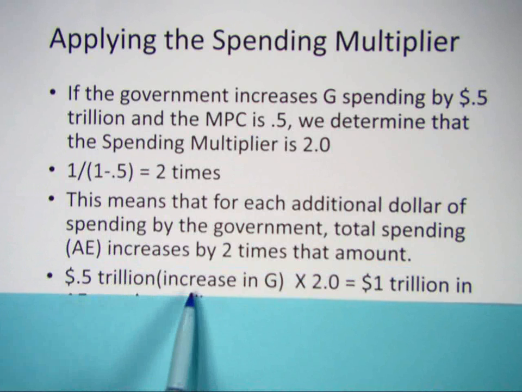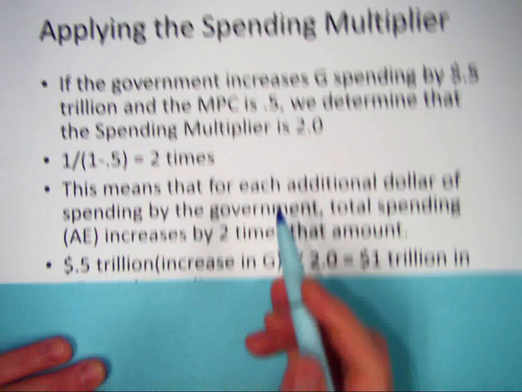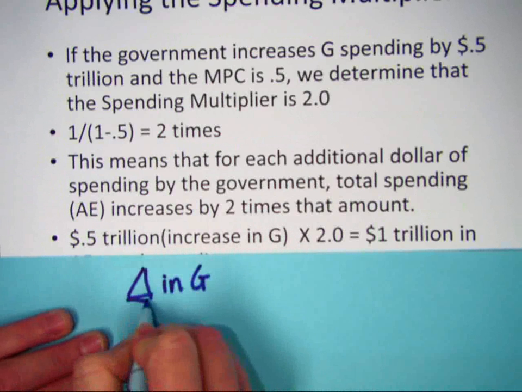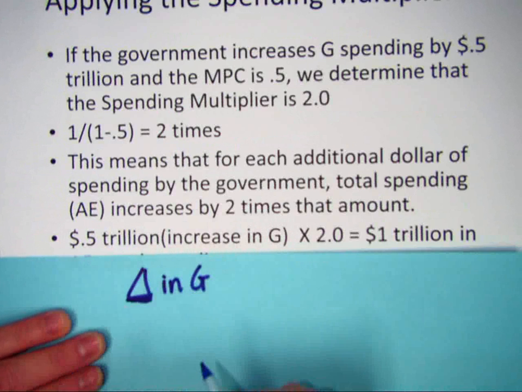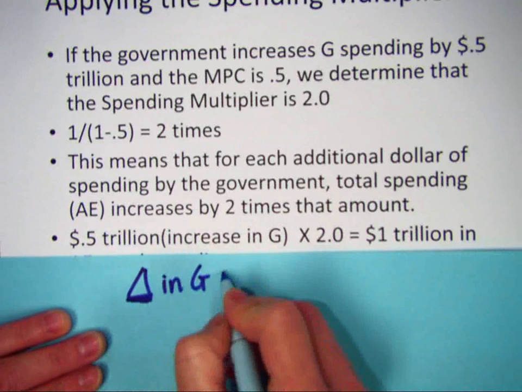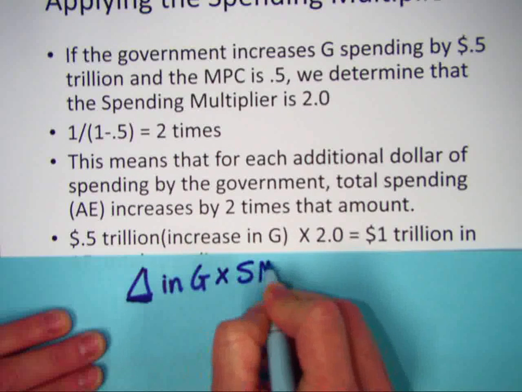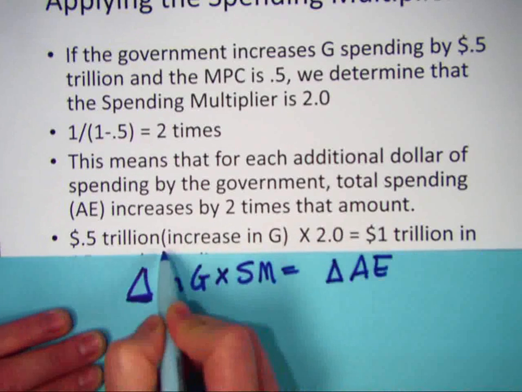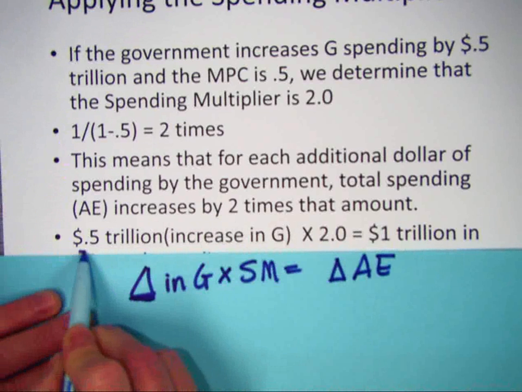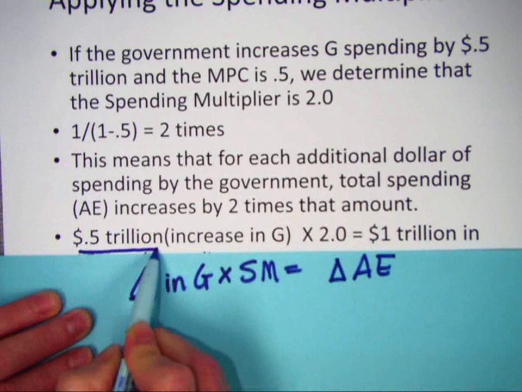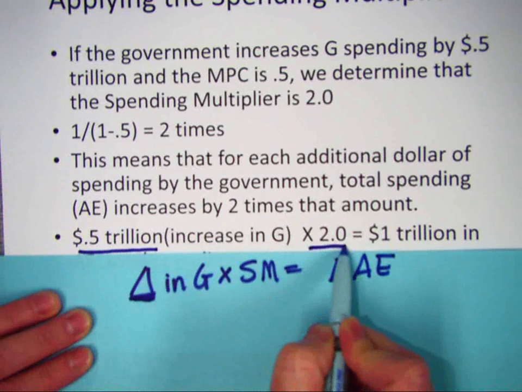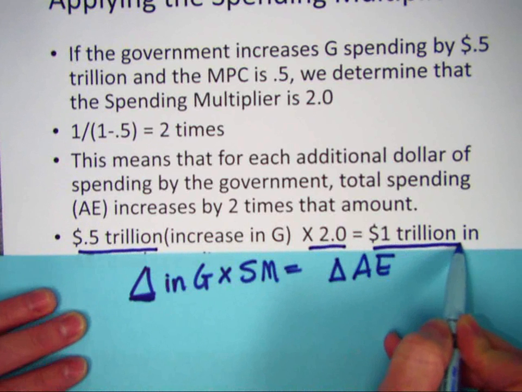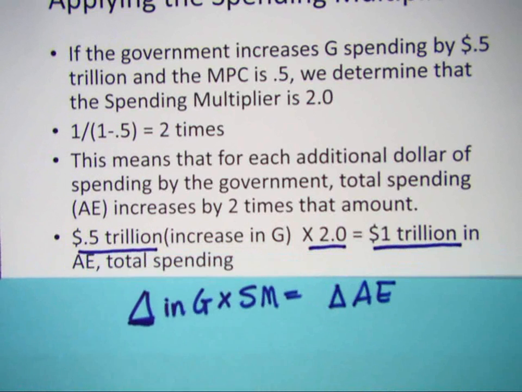We're going to take the increase in government spending, that's the equation we're going to be taking a look at, the change in government spending, and as you recall from a previous unit, this delta symbol means change. So the change in government spending times the spending multiplier gives us the total change in aggregate expenditures. In this particular case, government spending increased by 0.5 trillion. The multiplier is 2.0, so aggregate expenditures increases by $1 trillion in total.